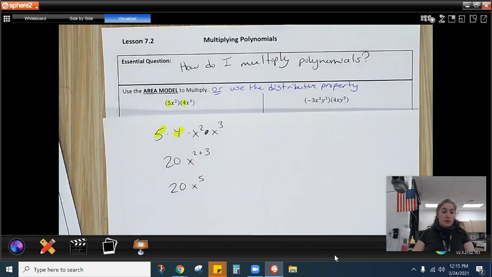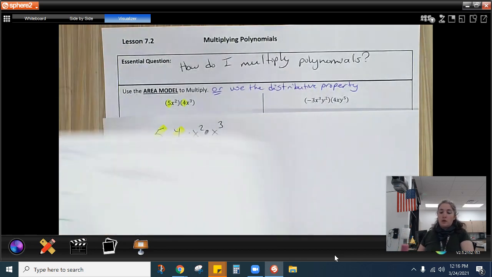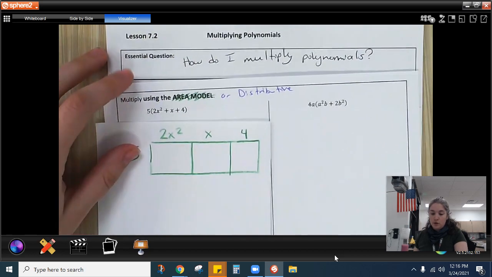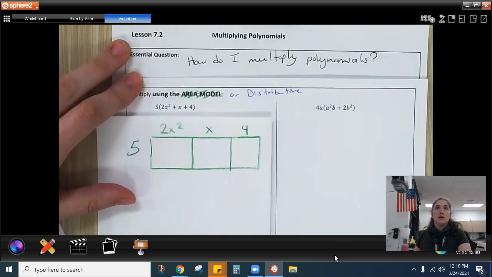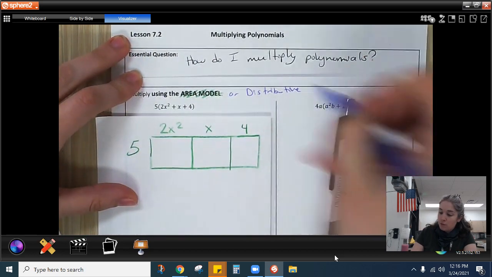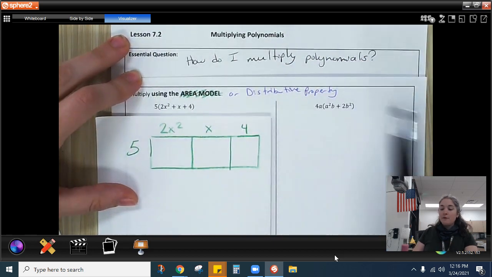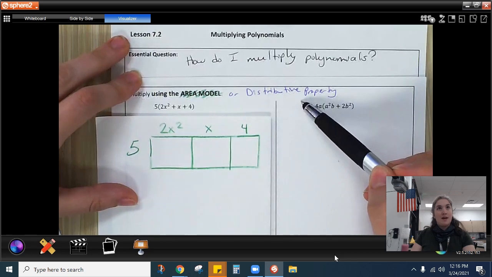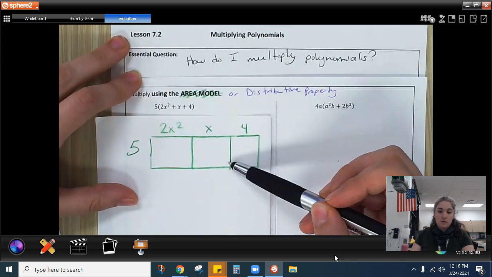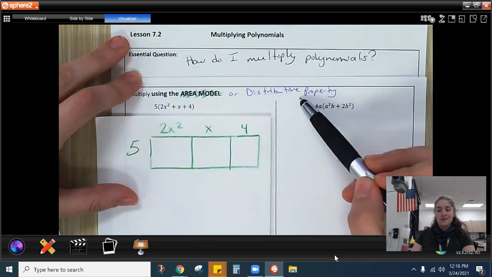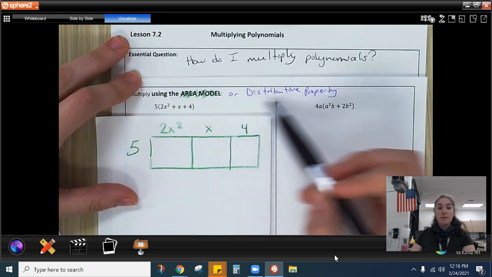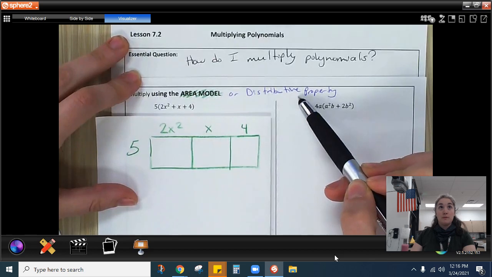So what we're going to do is look at two different models, and we're going to start with this example on page 2. So we've got the area model or the distributive property. All right, those are the two. I prefer the distributive property, and I'll show you why in a minute, but the area model also works. So they are both valid. They work fine. I just want you to understand that this is how my brain works. So I'm going to show you both. Pick one. I'm going to do this from now on.